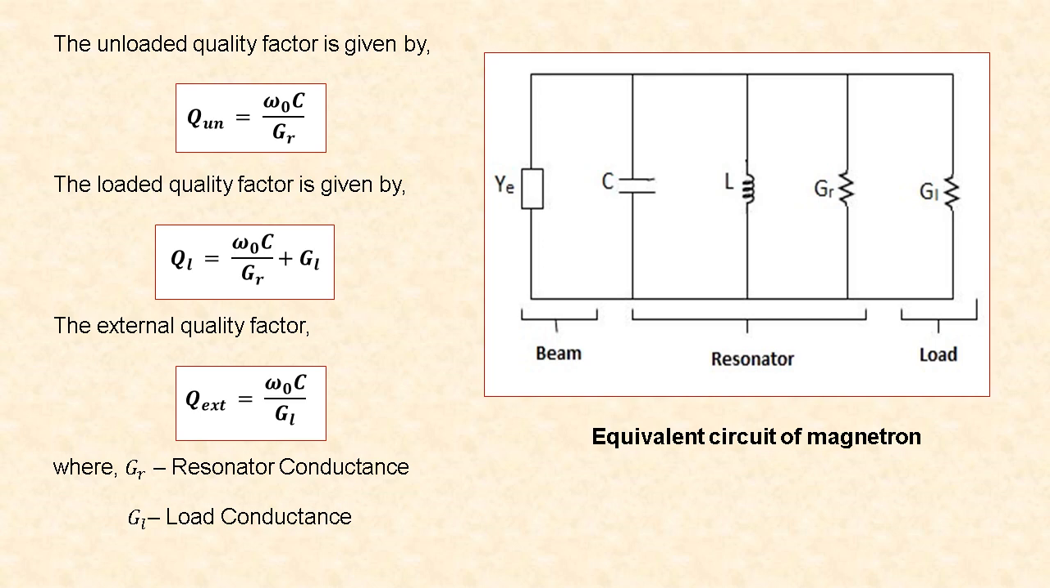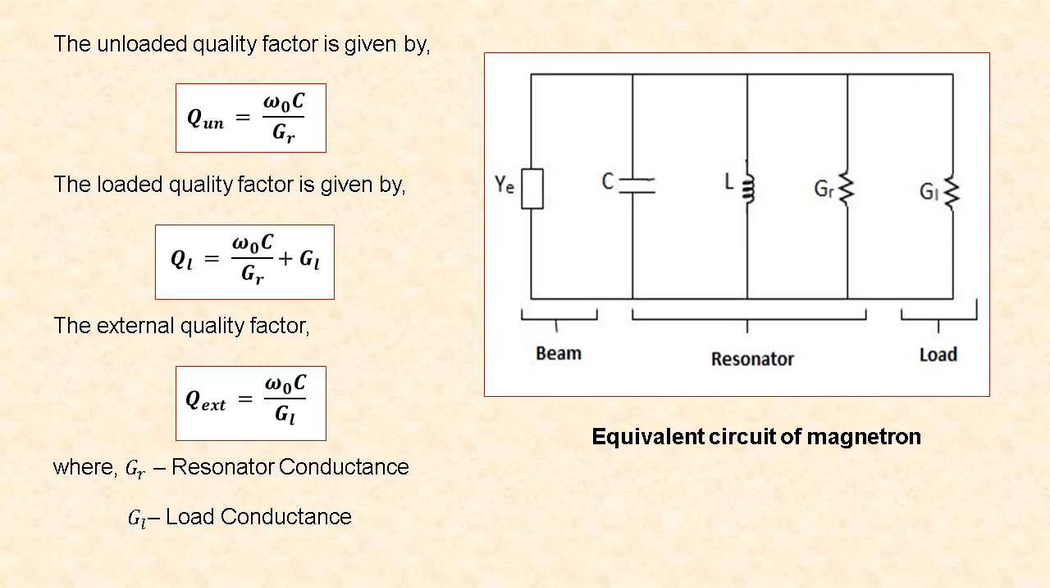The magnetron can be represented by equivalent circuit as shown in the figure, which consists of YE is the admittance, C is the capacitance, L is the inductance, GR is the conductance of resonator, and GL is the conductance of load. Now, the unloaded quality factor is given by the formula Qun is equal to omega naught into C divided by GR, and the loaded quality factor is given by the formula QL is equal to omega naught into C divided by GR plus GL.